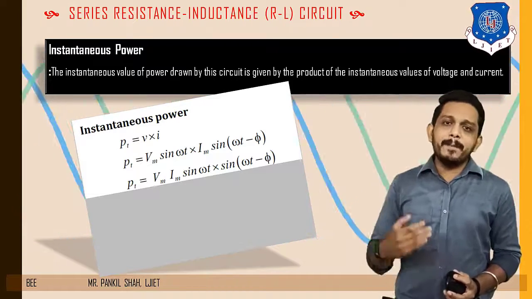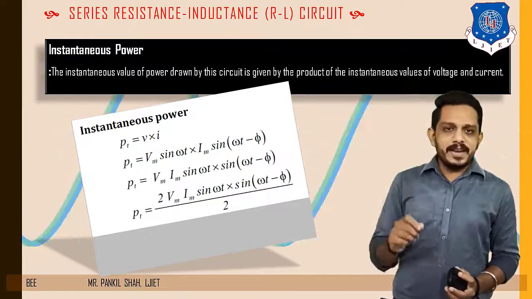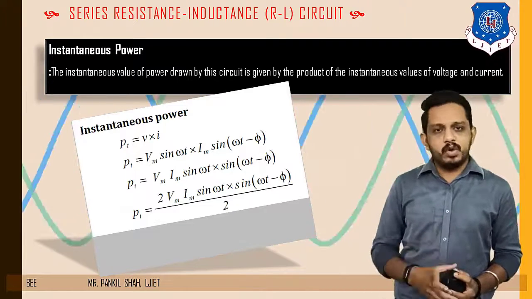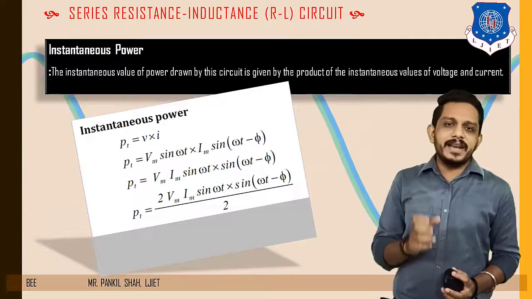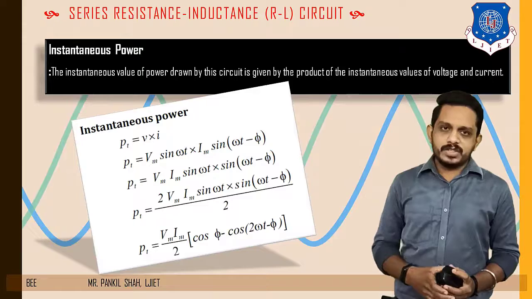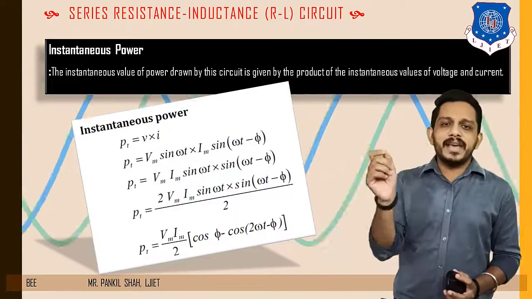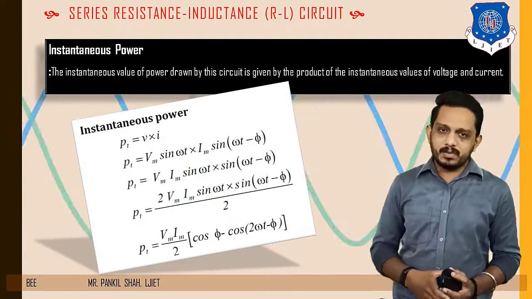Now let's multiply and divide this equation by 2. So it will be Vm Im by 2, and in the bracket it will be 2 sin omega t into sin(omega t minus phi). So Vm Im by 2 is taken outside, and in the bracket it is 2 sin A sin B, that is, 2 sin omega t into sin(omega t minus phi).